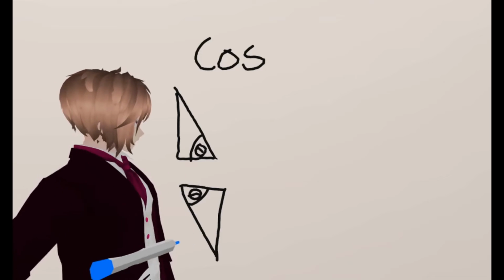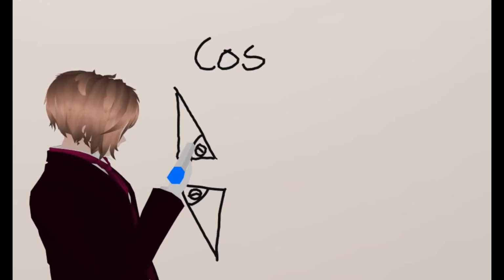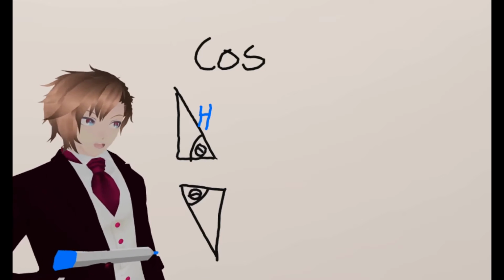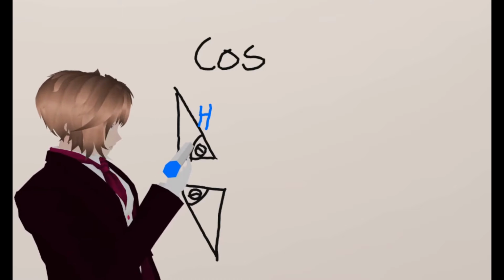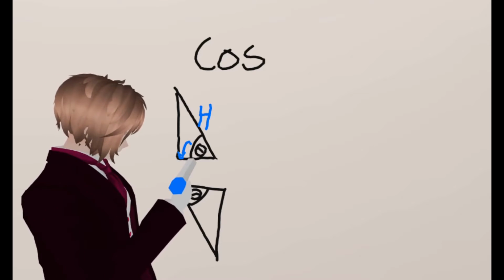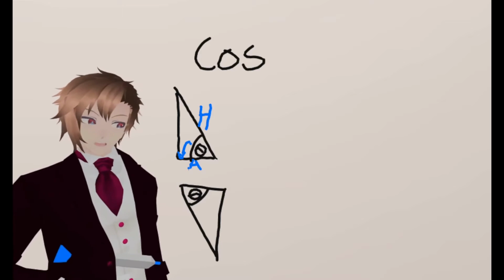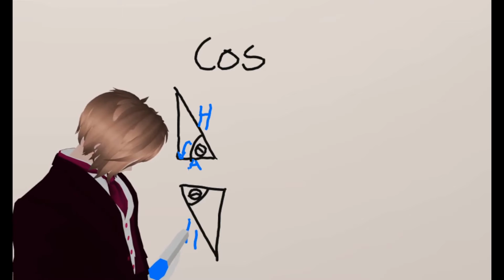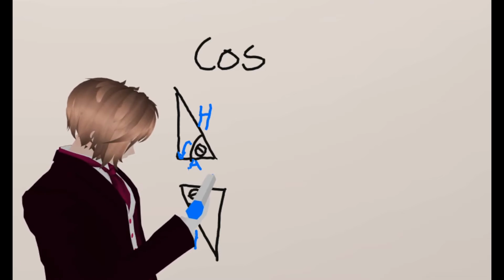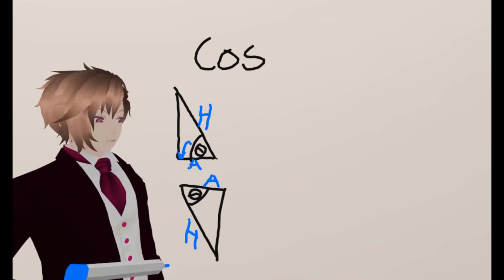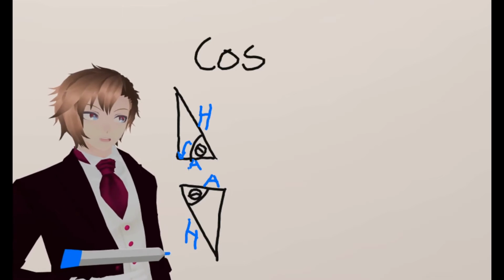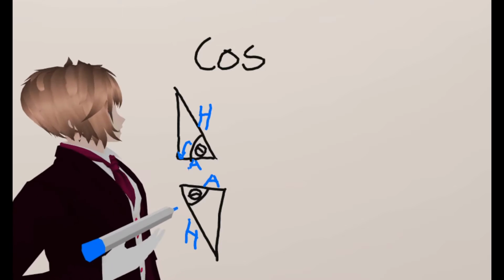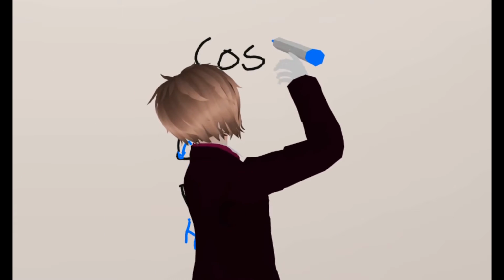Here we have 2 more triangles, and we're going to label these. So we're going to compare the hypotenuse, which is the long side, and we're going to compare the adjacent, which is next to. So this would be our adjacent. And on this triangle down here, you can see that this is the hypotenuse, and this up here is the adjacent. Now, we are going to look at what is called cos. This actually stands for the cosine.